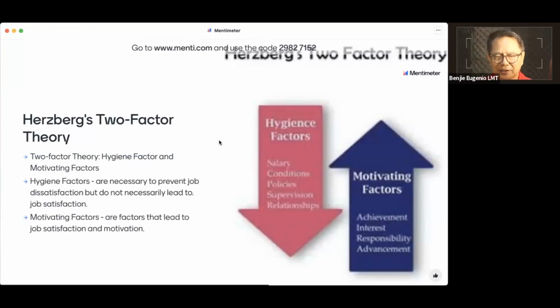Motivating factors are factors that lead to job satisfaction and motivation. Okay, for example, ini nga mga motivators would include achievement, recognition, responsibility, challenge in the workplace, and also personal growth. So these factors are related to the job content rather than external factors such as salary or working conditions. So dira siya nagalantaw sa mga outside factors.